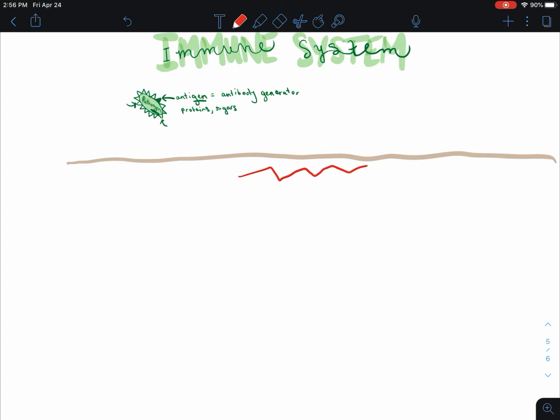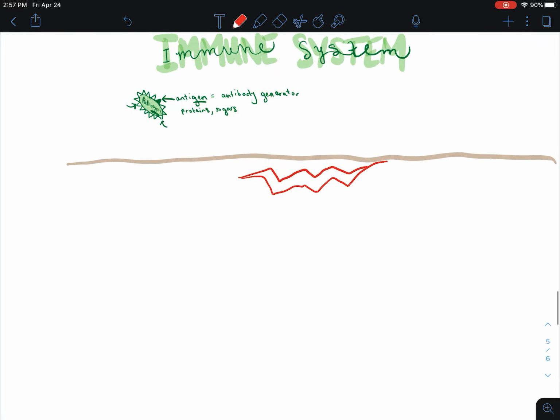Okay, and we're going to draw a little Harry Potter style cut on the skin because we want a place for those pathogens to get in. This could be getting in through a mucous membrane to like your nose or your eyes or your mouth. So now we have a little entry point. This cut means that we can break through the first layer of defense with your immune system. Okay, so this was your first defense.